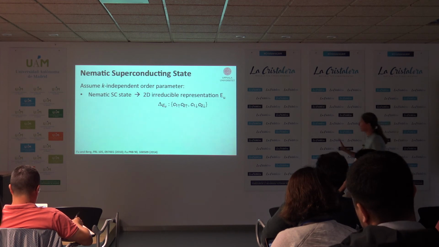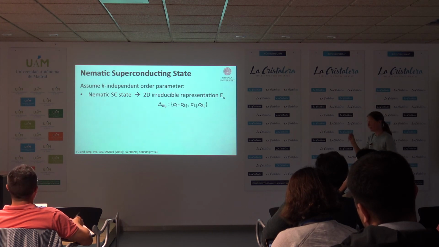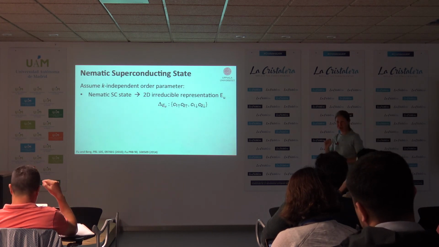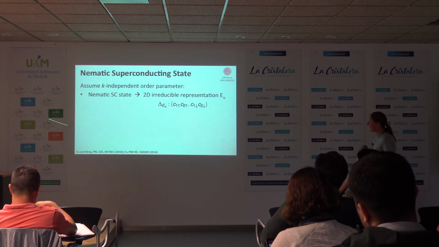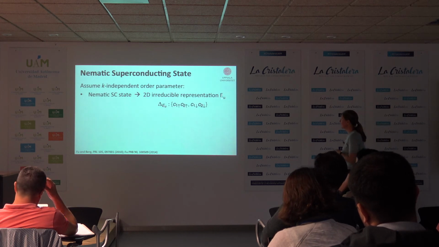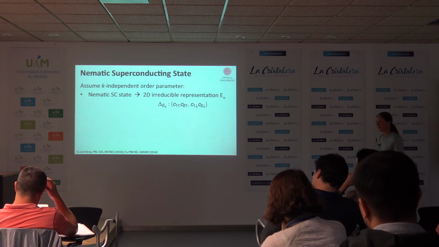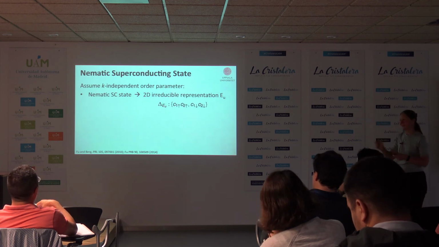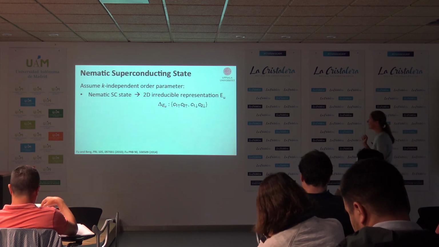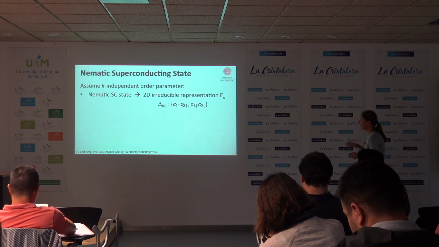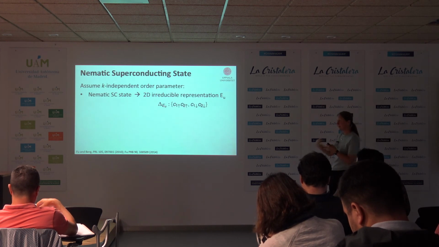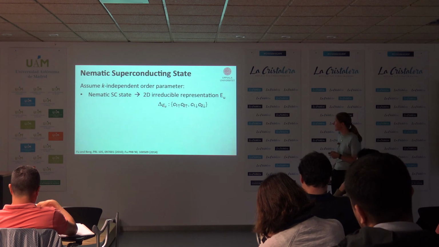I think that's rather uncontroversial. Now, for the superconducting state, if you assume you have a k-independent order parameter, and as far as I know, everyone has so far assumed that in this field, and we know that we have a nematic state, then the order parameter has to belong to a 2D irreducible representation called Eu, not the European Union, but an odd representation. And now it's k-independent, so this is not S or P wave, but it's actually odd in an orbital index.